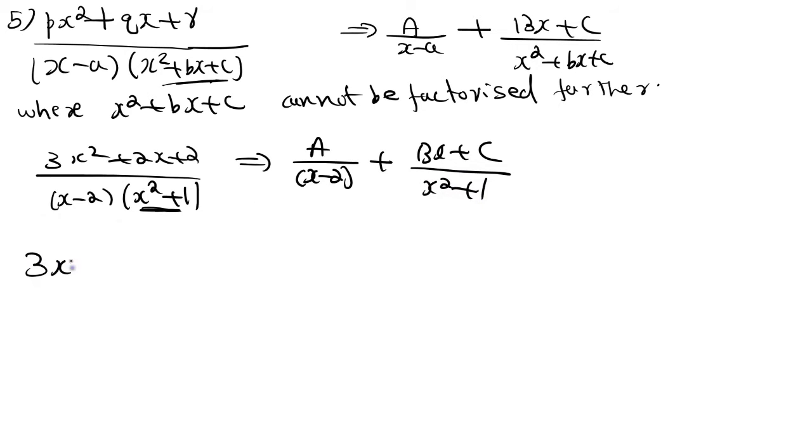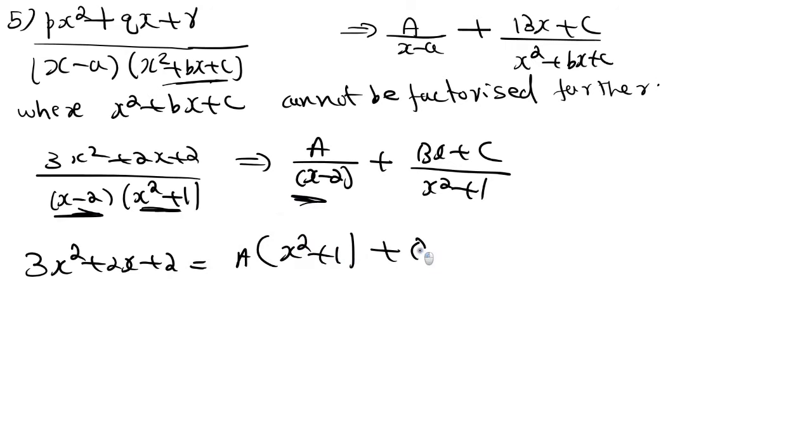Then 3x square plus 2x plus 2 is equal to A into (x minus 2) is there, right? So remaining term is x square plus 1, plus (bx plus c), use the brackets, (bx plus c) into, here x square plus 1 is there. What's the remaining term? x minus 2. Okay, like this you need to write.